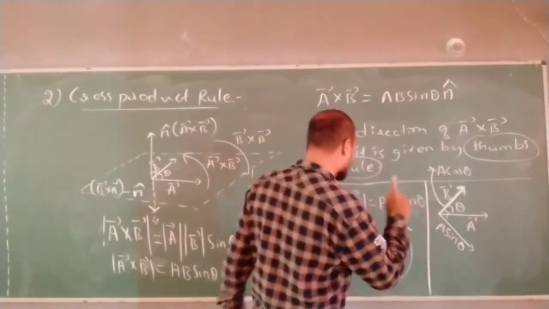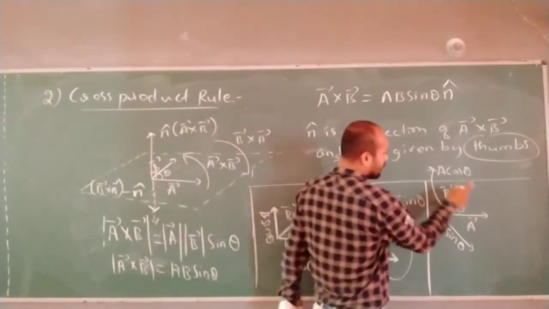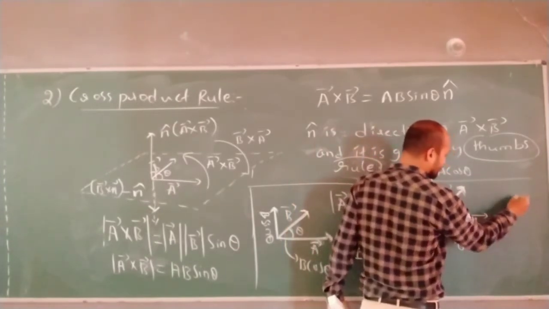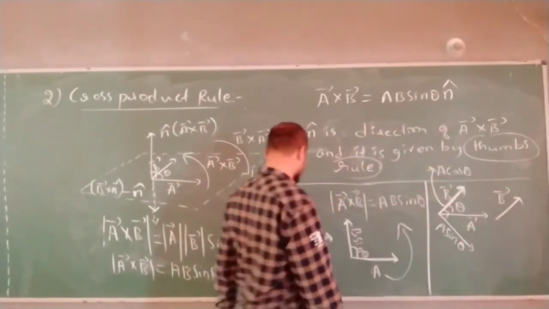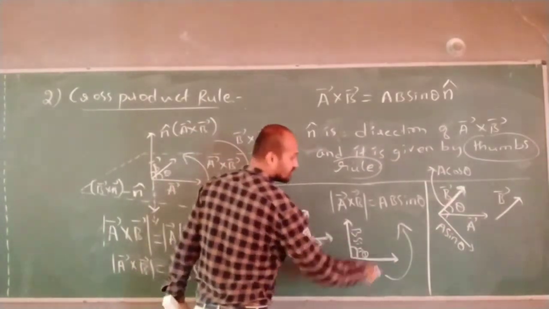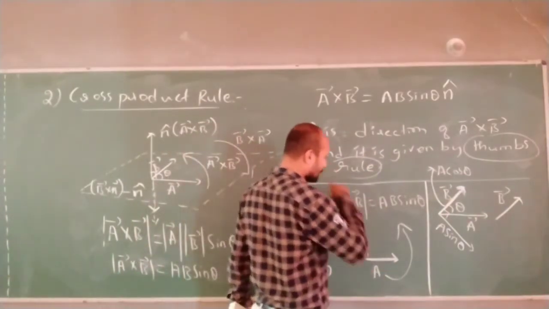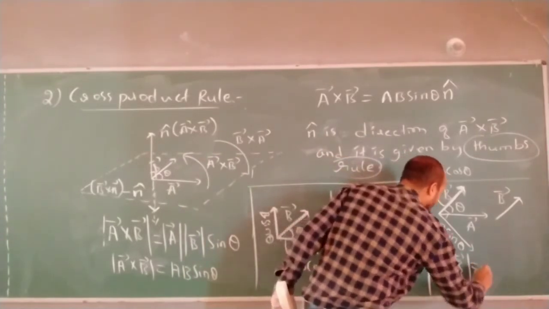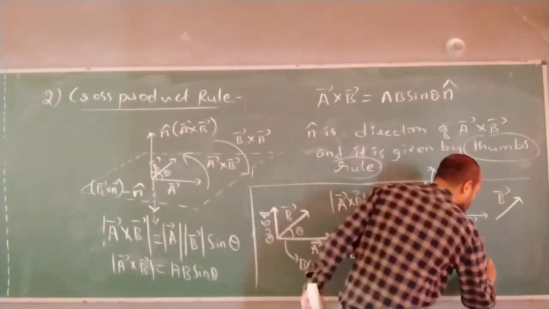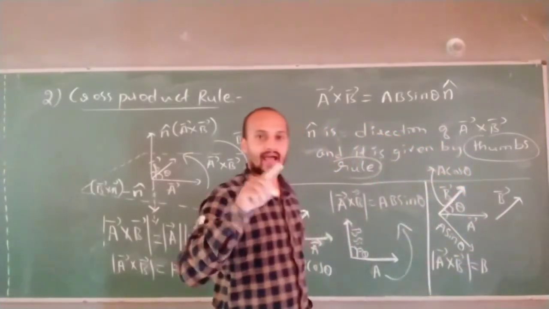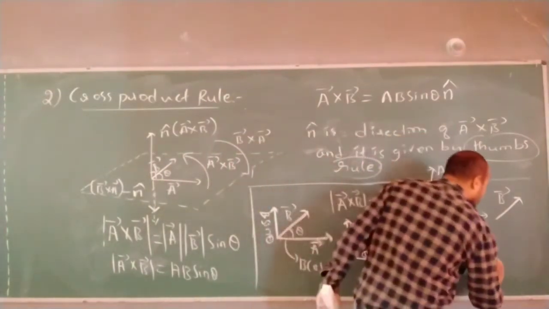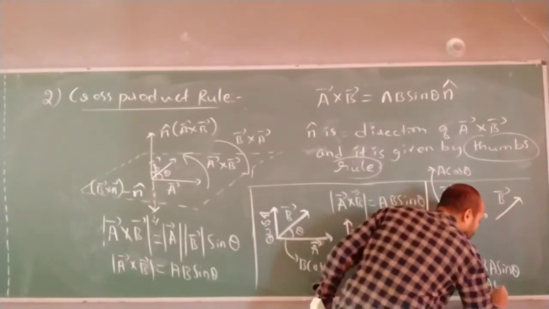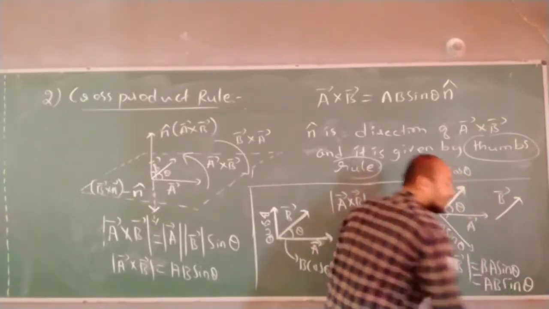Correct now? Here if you observe, vector B is like this. Here AB sin theta was like this. So what is the formula? A cross B, magnitude value is AB sin theta. Magnitude value remains same. The direction is not going to change the magnitude. BA sin theta means value again it is AB sin theta only.